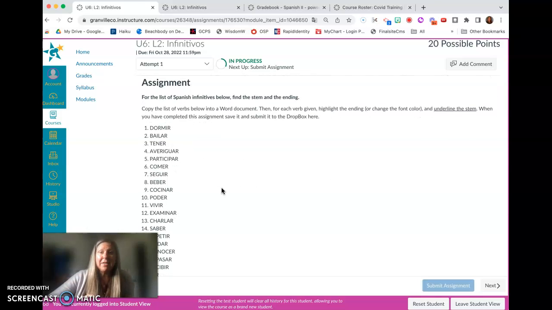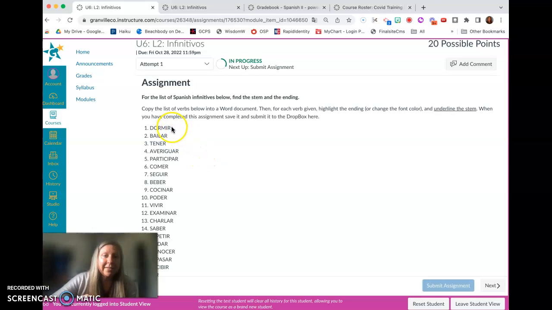In this assignment, you are going to underline, and it has some info here, and it does not need to be a Word document. You are going to, for the verb given, highlight the ending or change the color, and then underline the stem. So the stem is what is left after we work with the verb in order to conjugate it.